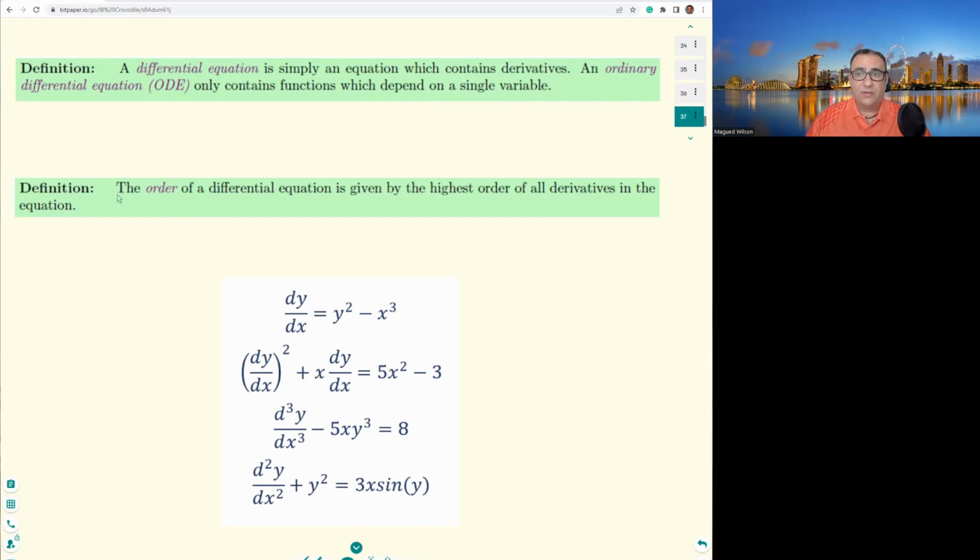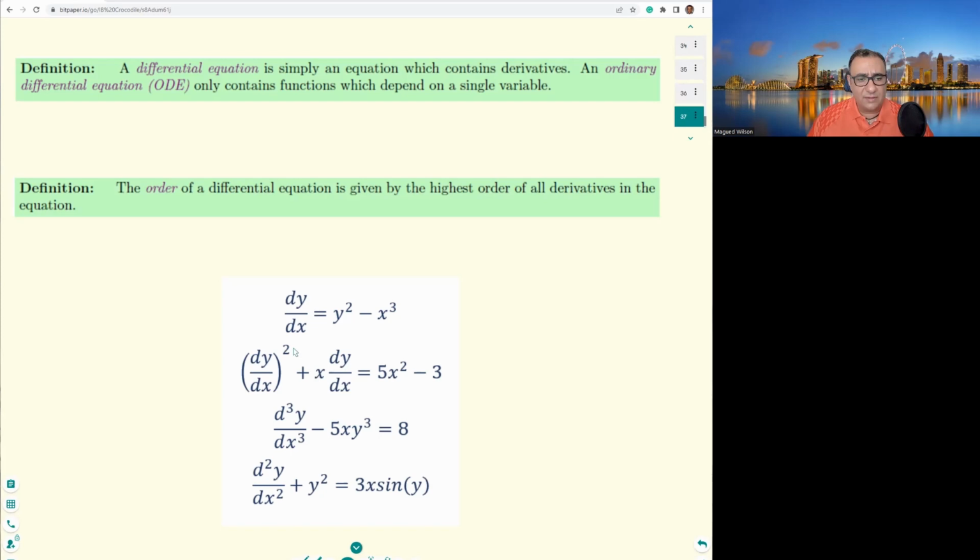Now, the third definition we need to know is what we call the order of a differential equation. So what is the order? Sometimes you say first order, second order differential equation. It is the highest order of all derivatives in the equation. Now, I have here some examples down here. These are just random differential equations, and we are going only to classify them according to the order, right?